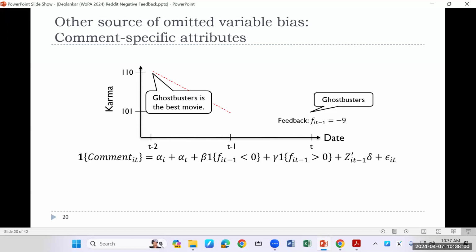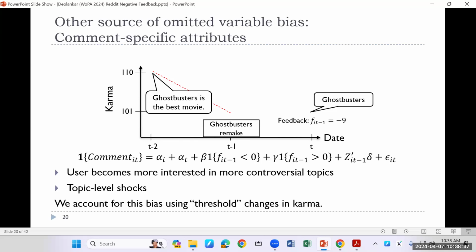Now focus on period t. In period t, from my point of view as the researcher, two events occur concomitantly or concurrently: the receipt of negative feedback in the prior period and the user creating a comment in the current period. Just observing that is insufficient to conclude that receiving negative feedback was what caused the user to create a comment in the current period. Why? Because maybe there was some unobserved event, like a Ghostbusters remake, which was announced by some studio, a controversial event, which I did not observe as the researcher. That could have driven both the occurrence of the user receiving negative feedback as well as their likelihood of comment creation. Now, we are going to employ an identification strategy to account for this bias using the idea of threshold changes in karma.